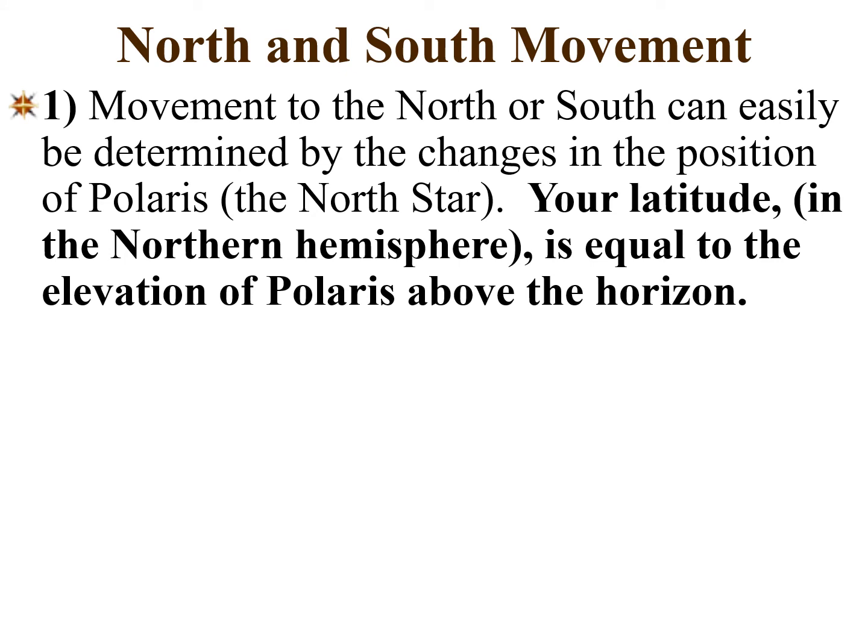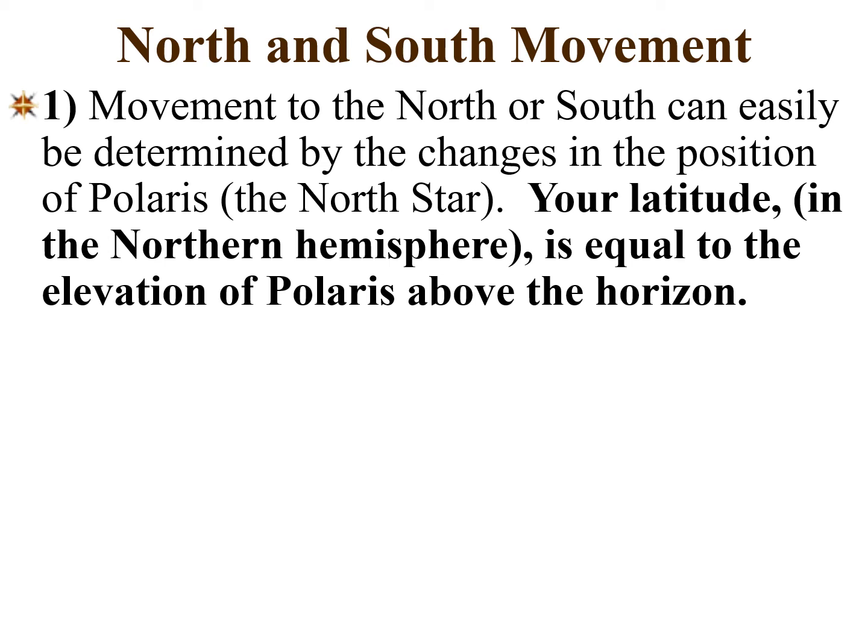Movement to the north and south can easily be determined by the changes in the position of Polaris, or the North Star. Your latitude in the northern hemisphere is equal to the elevation of Polaris above the horizon. So that's easy. There's no calculation. If Polaris is 10 degrees above your horizon, your latitude is 10 degrees.